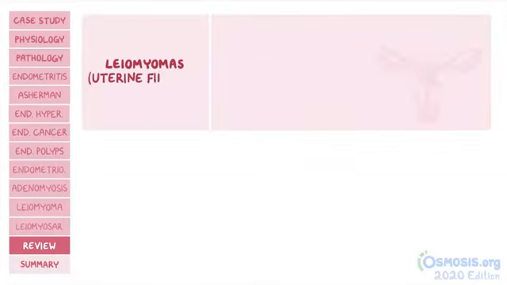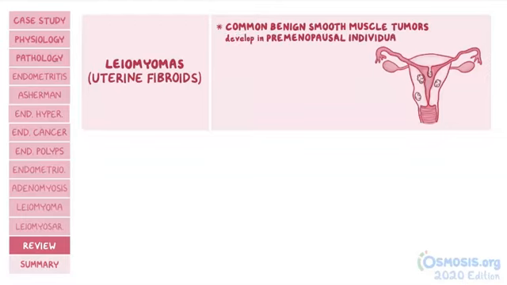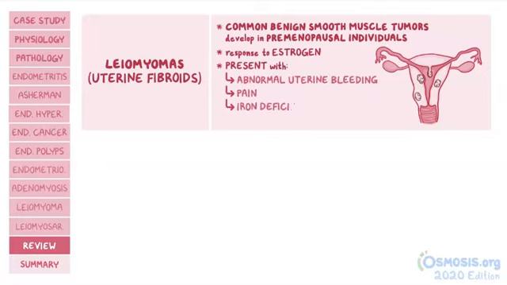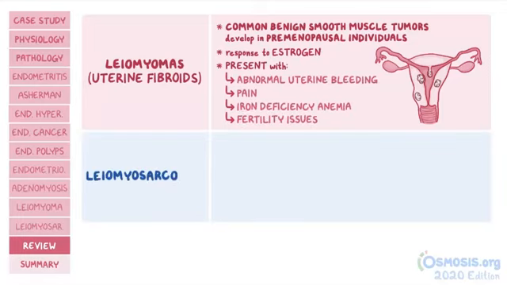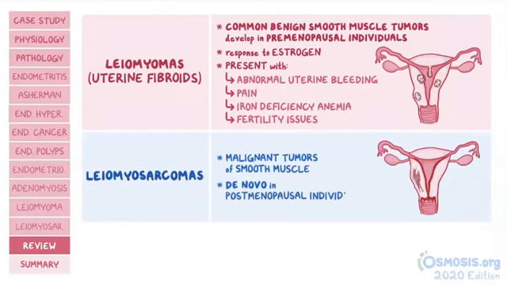Leiomyomas, or uterine fibroids, are extremely common benign smooth muscle tumors that usually develop in premenopausal individuals in response to estrogen and can present with abnormal uterine bleeding, pain, iron deficiency anemia, or fertility issues. Leiomyosarcomas, on the other hand, are malignant tumors of the smooth muscle that develop de novo in postmenopausal individuals.